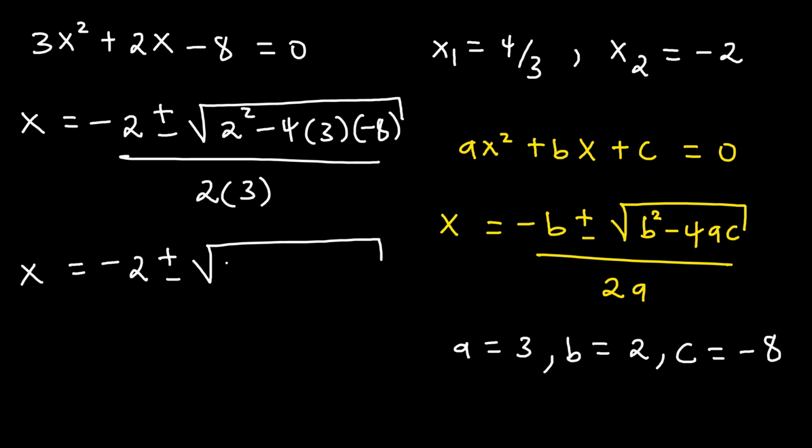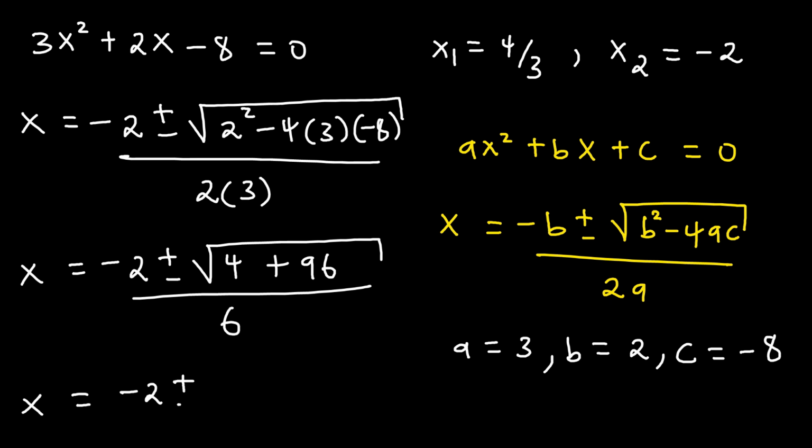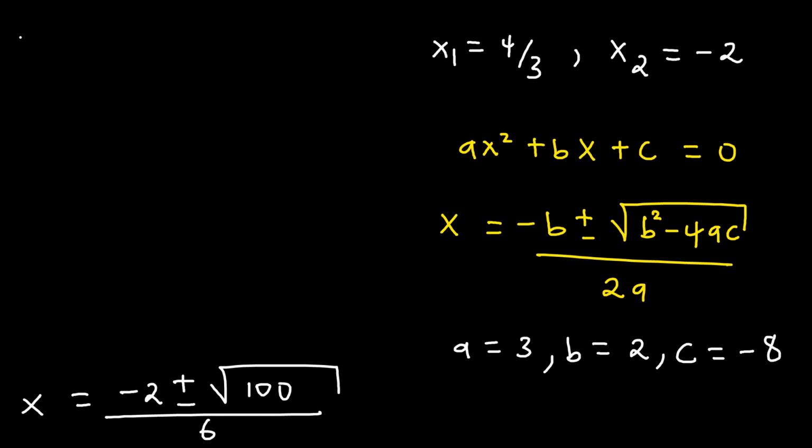Now 2 to the power of 2 will be 4. And then 3 times negative 8 will give us negative 24. Negative 24 times negative 4 will give us positive 96. So this will be plus 96 divided by 2 times 3, which is 6. Therefore, x will be equal to negative 2 plus or minus the square root of 4 plus 96, which is 100, divided by 6. So, x will be equal to negative 2 plus or minus the square root of 100, which is 10, divided by 6.